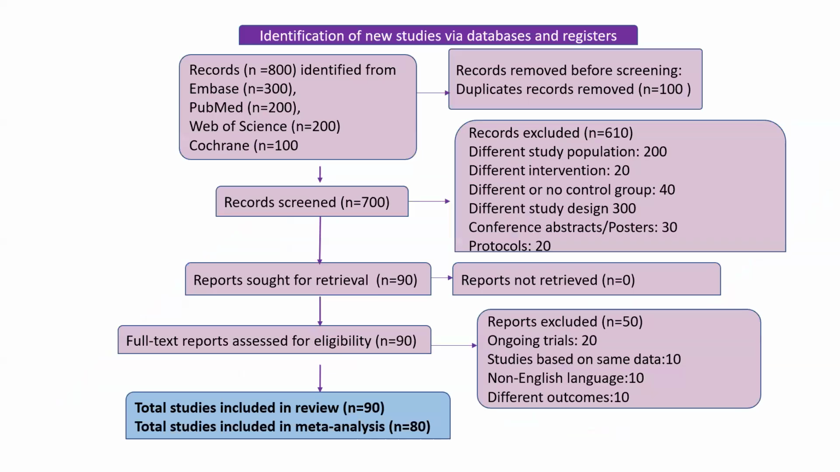So before we go to the data extraction, we all are already well versed with the PRISMA flowchart, in which we depict the entire search flow, the number of articles which we could obtain from different databases, and what were the results of the two-stage screening process, and ultimately how many studies were included in the review and how many were included in the meta-analysis.